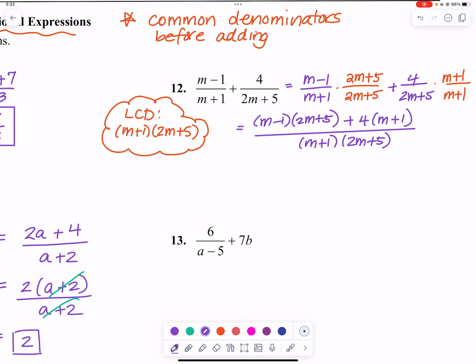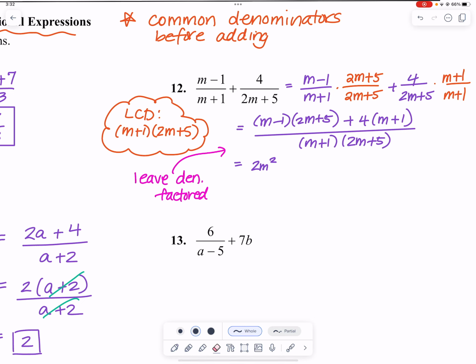Now we have quite a bit of algebra to do. I do want you to keep in mind to go ahead and leave the denominator alone. Leave the denominator factored for now. So let's multiply our numerator together. We will go ahead and FOIL that: 2m squared plus 5m minus 2m minus 5 plus 4m plus 4.